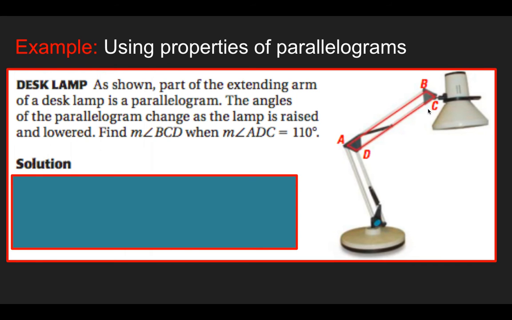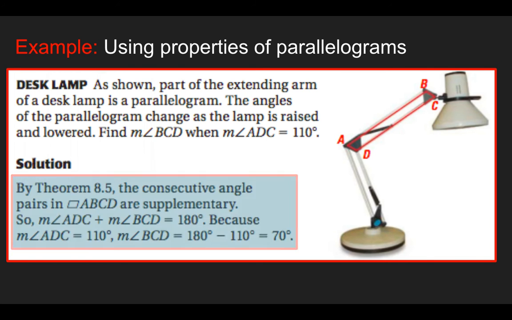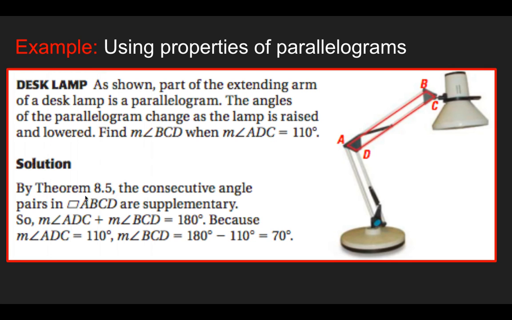Consecutive angles means one right after the next one. So angle D and angle C are consecutive. Consecutive angles always add to get 180 degrees. So by that consecutive angle theorem, if we add ADC and BCD, we would get 180. If we add this angle D plus this angle C, we get 180. If together they're 180, and I take away 110, that's going to leave me with 70.